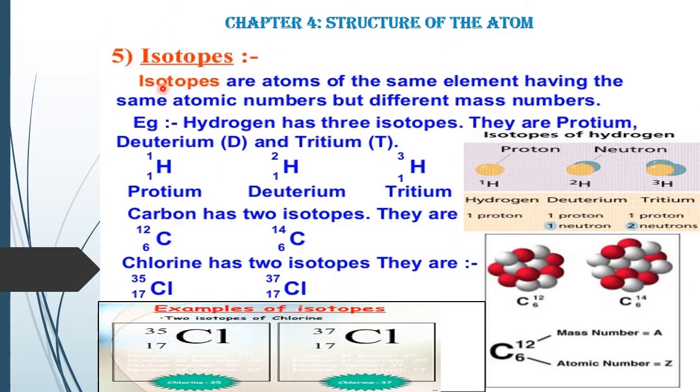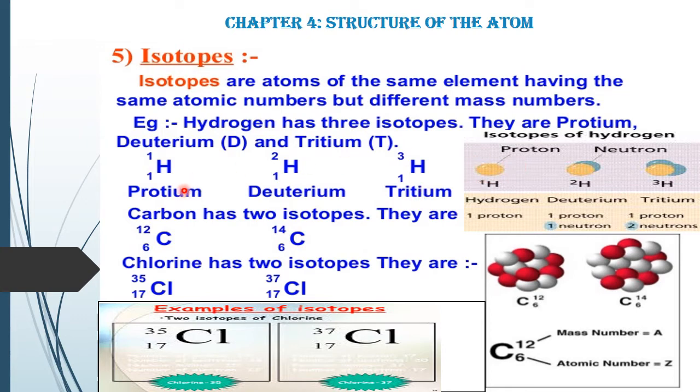Next topic is isotopes. Isotopes are atoms of the same element having the same atomic number but different mass numbers. One example of an isotope is hydrogen. Hydrogen has three isotopes. The first one is protium, the second one is deuterium, and the third one is tritium.